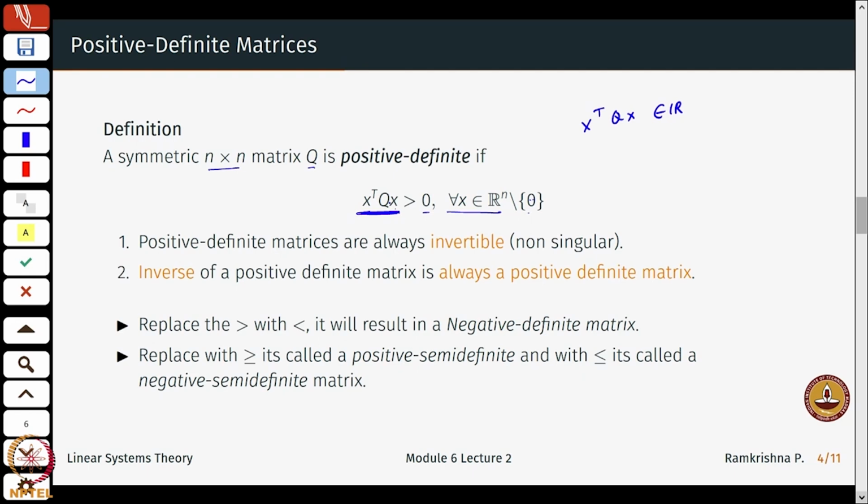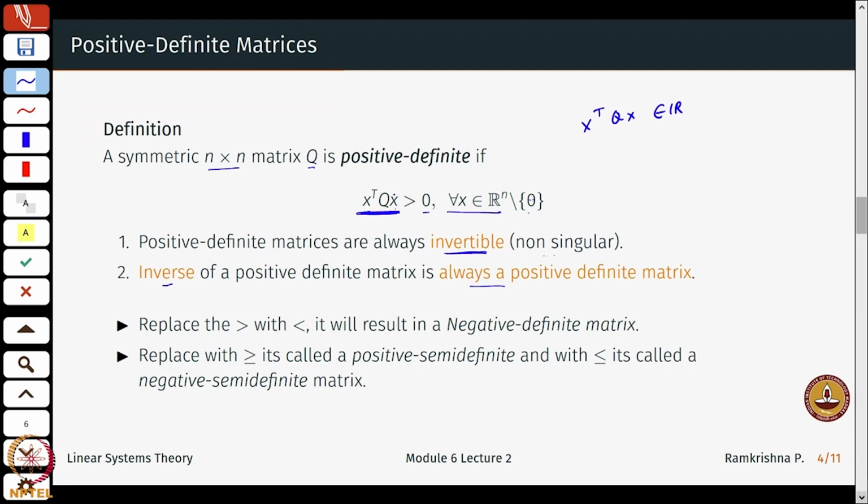Okay. So, before we look at the ways to check if a matrix is positive definite or not, I just list some properties. Such matrices are always invertible, which is also a good property, and that also means that they are non-singular. Another good property is that the inverse of a positive definite matrix is always a positive definite matrix. Again, the proofs are pretty simple, so I just skip them.